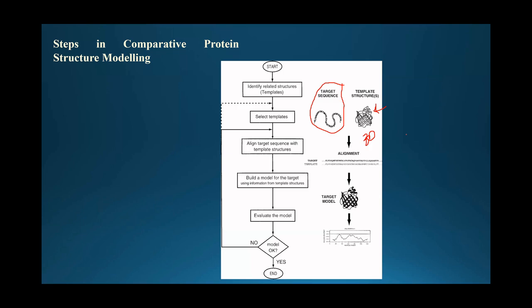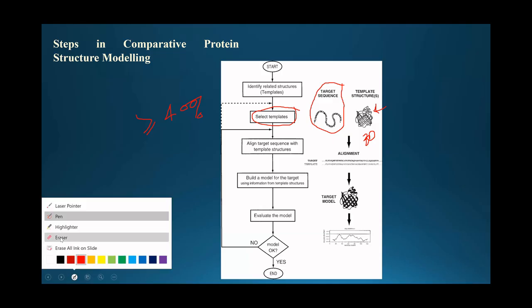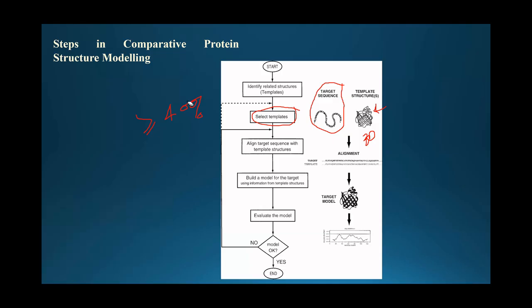So the first step in protein modeling, as I told you, is to select the template. Template means another sequence which has homology greater than or equal to 40% with the target protein. This is the one mandatory rule that people follow in protein homology modeling. That is, you should have 40% similarity among the sequences. Okay. So that's how it is used. So it is 40%, as I told you.